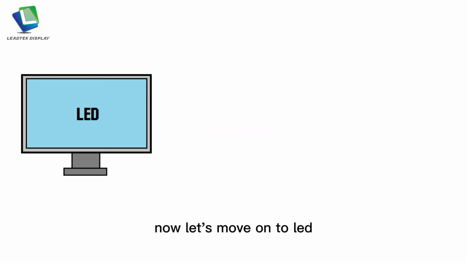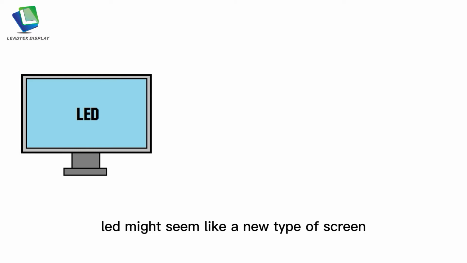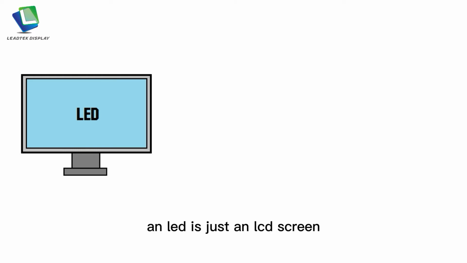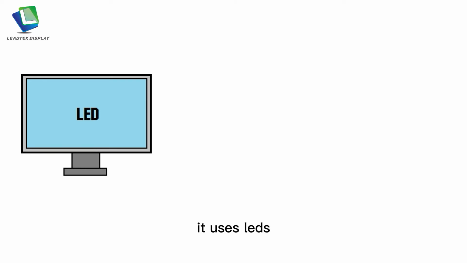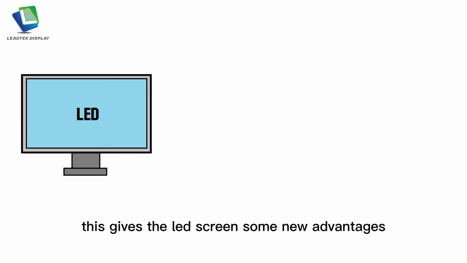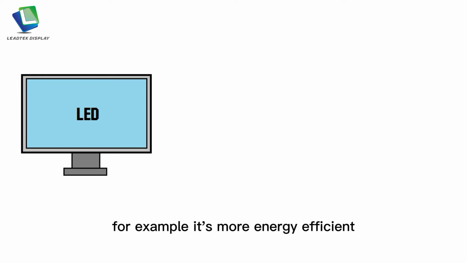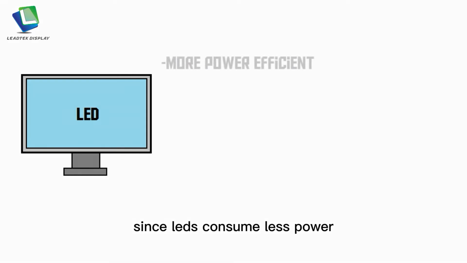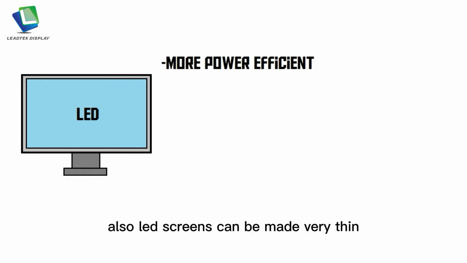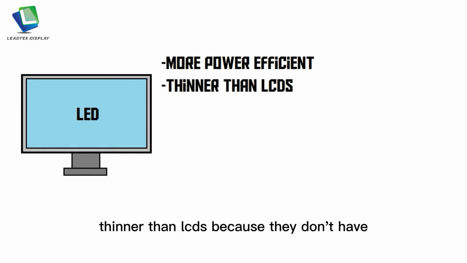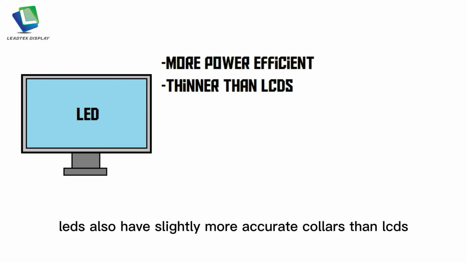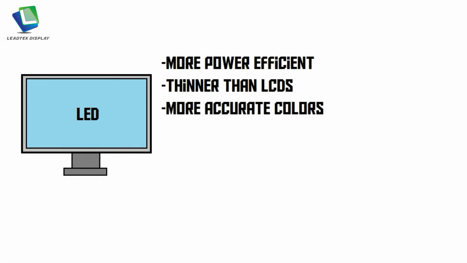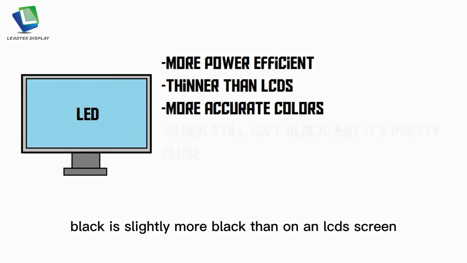Now let's move on to LED. LED might seem like a new type of screen, but in fact that's nonsense. An LED is just an LCD screen, but instead of using fluorescent light as the backlight, it uses LEDs. This gives the LED screen some new advantages. For example, it's more energy efficient, since LEDs consume less power. Also, LED screens can be made very thin, thinner than LCDs because they don't have that bulky backlight. LEDs also have slightly more accurate colours than LCDs. What's also nice about LEDs is that black is slightly more black than on an LCD screen.